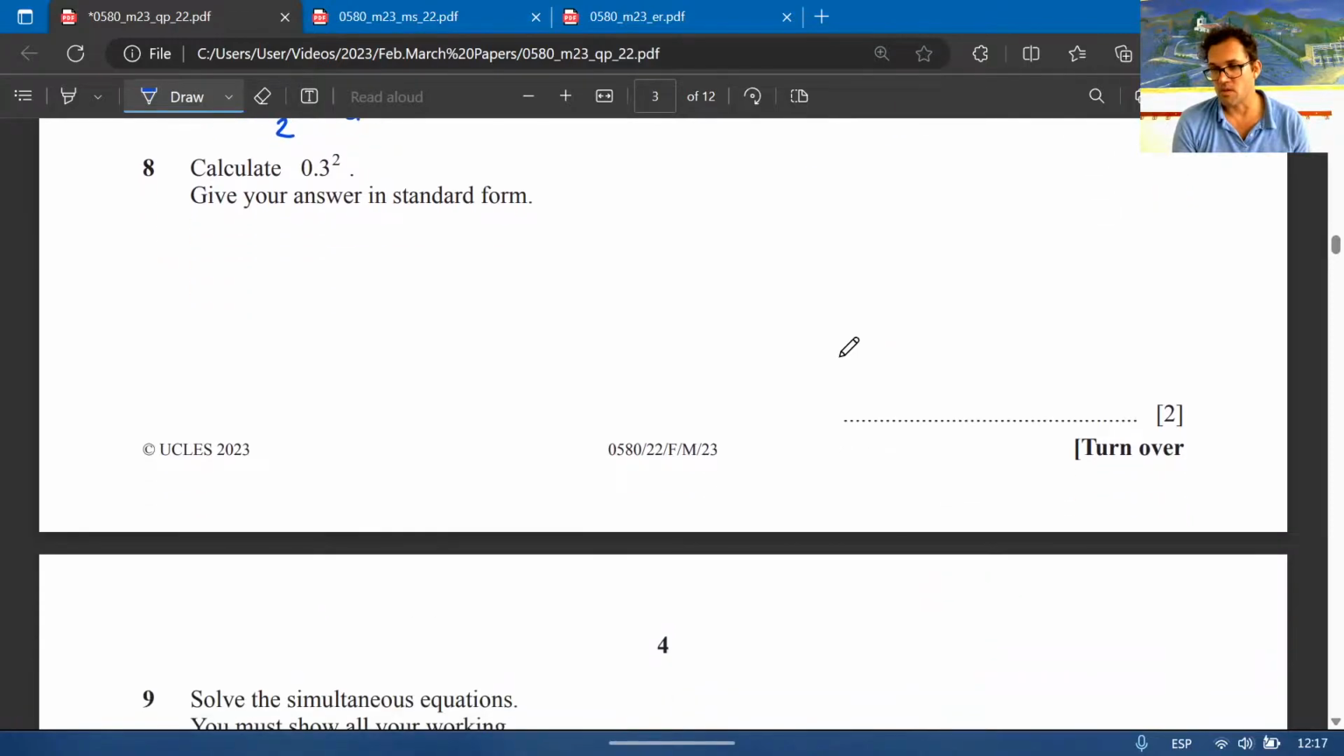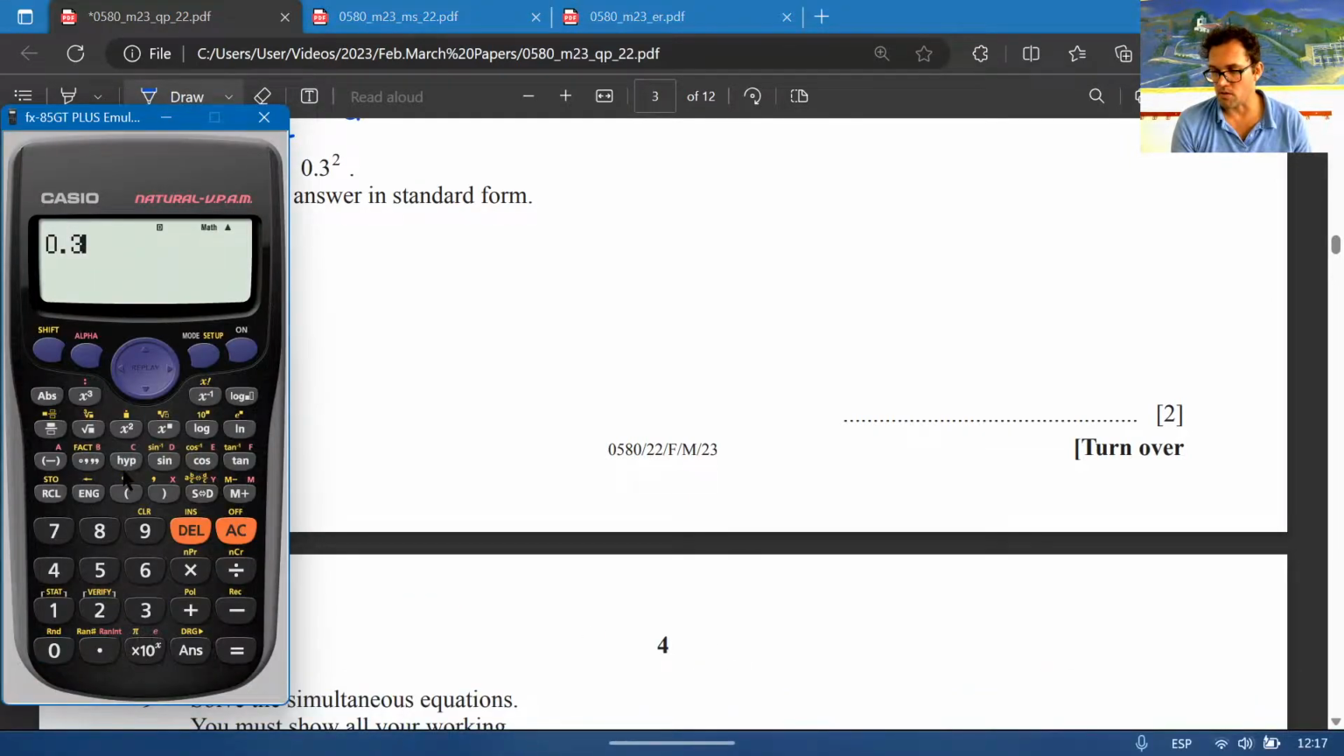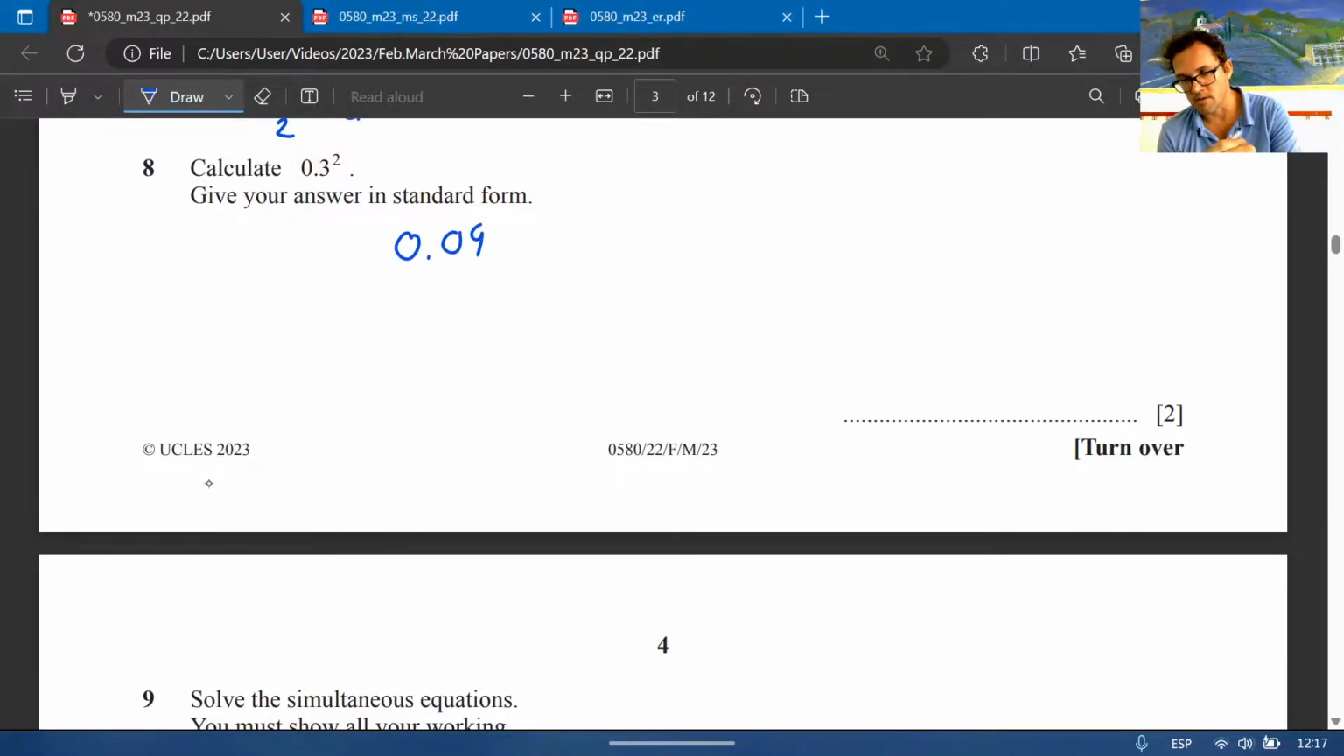Question 8. Calculate 0.3 squared. I mean, nobody says you can't use a calculator. So we do it, and we get 0.09. 0.3 times 0.3, 2 decimal places. Yeah, you got it. But now we need to write it in standard form.